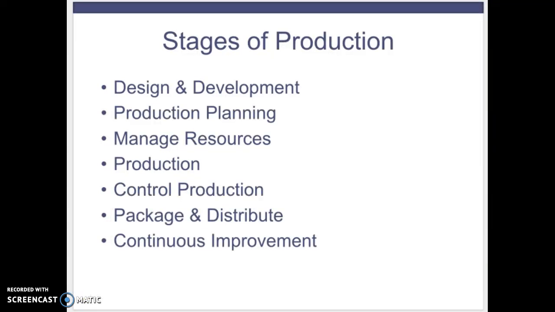To begin with the stages of production, we will go through design and development, production planning, manage resources, production, control production, packaging and distribution, and continuous improvement. These are the stages of production that are utilized in manufacturing, and we will talk more deeply about in Unit 3.1. You may want to take some notes on these because you'll need to refer to these in the assignment at the end of this video.